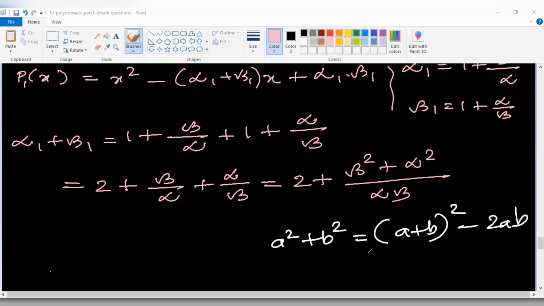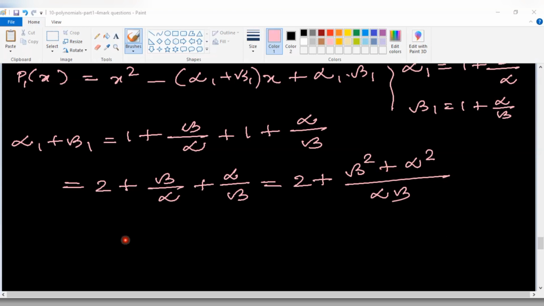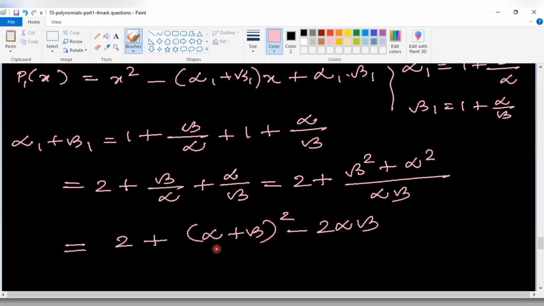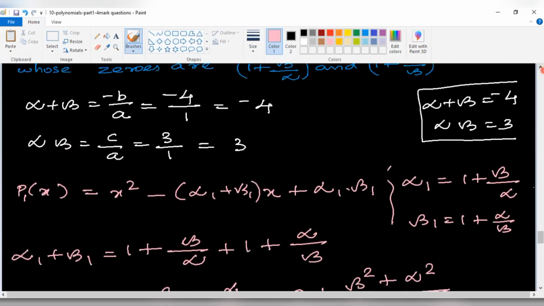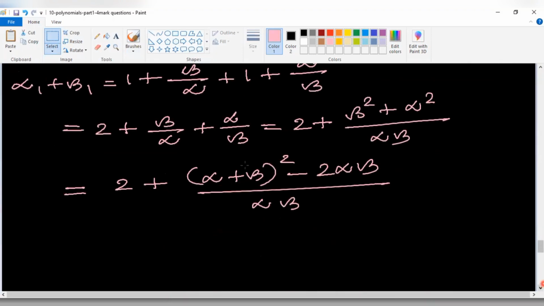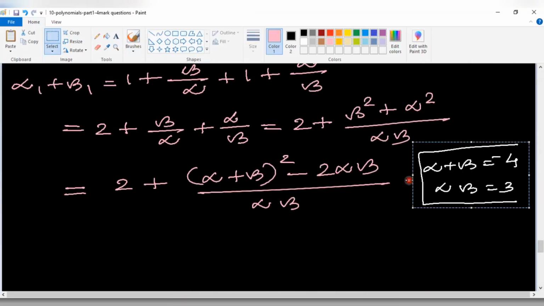Okay, I hope you understood. It was there in the previous question as well. Okay, alpha square plus beta square, we are going to use the identity 2 plus alpha plus beta the whole square minus 2 alpha beta by alpha beta. Now, actually we have the values of alpha plus beta and alpha beta here. We will take it now and we will substitute these values over here.